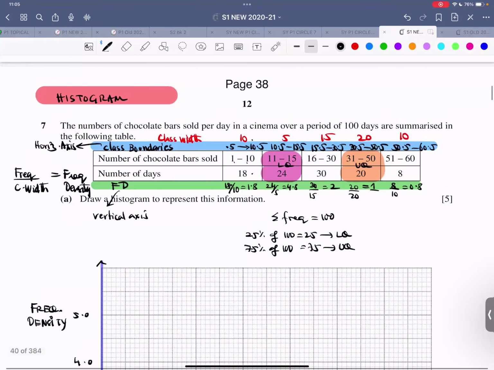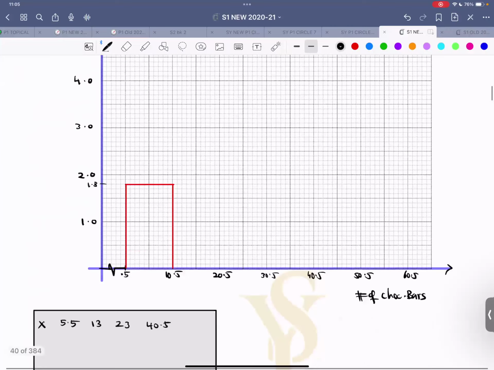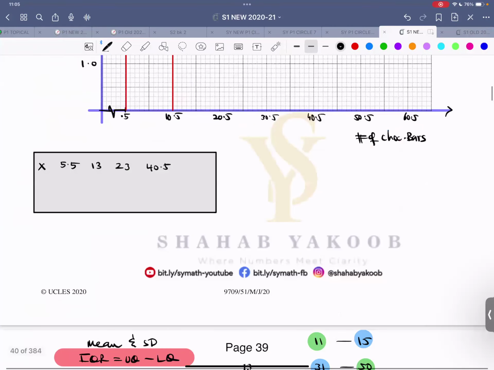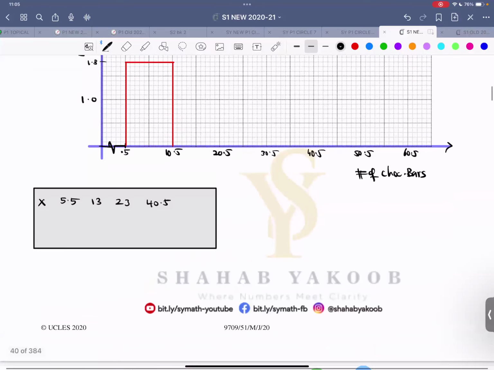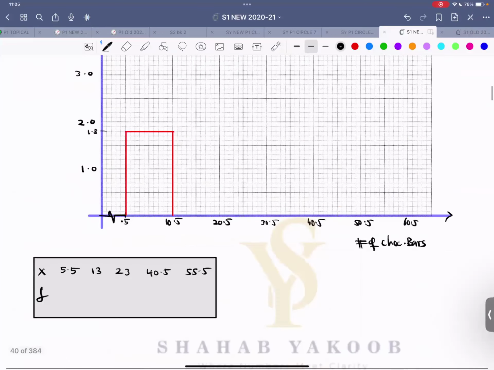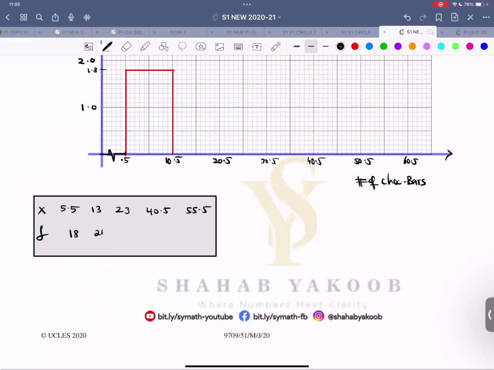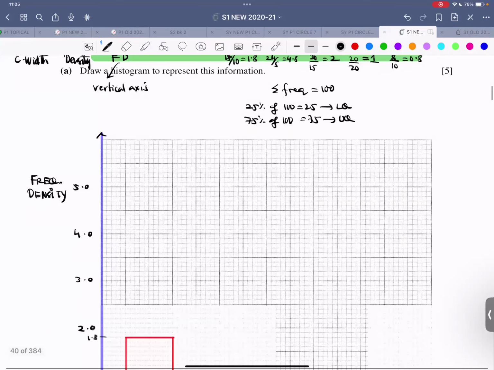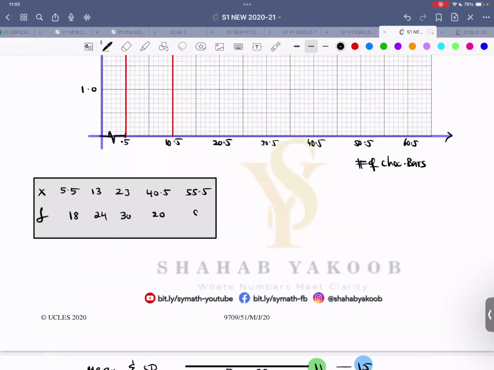And then we have 51 plus 60, 111 divided by 2, that is 55.5. And then the corresponding frequencies, that is 18, 24, 30, and then we have 20 and 8.